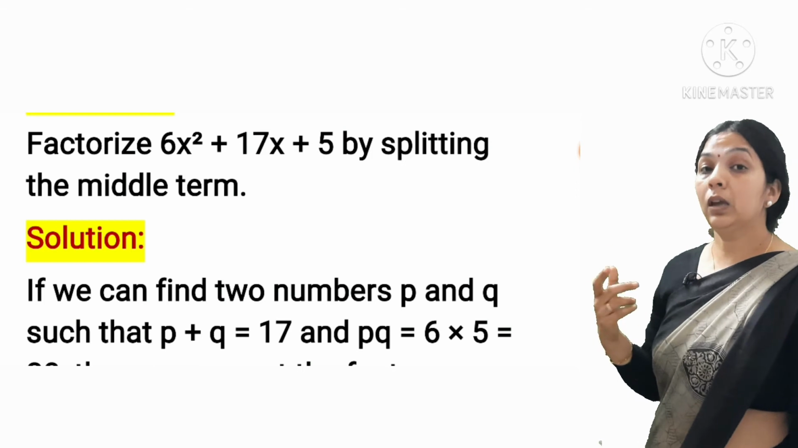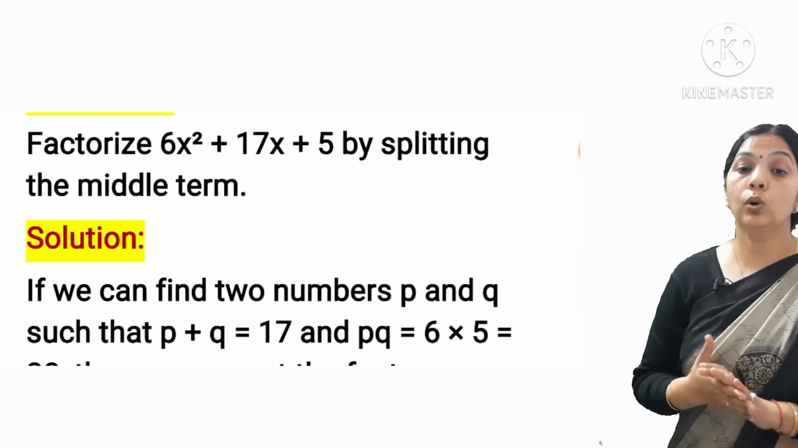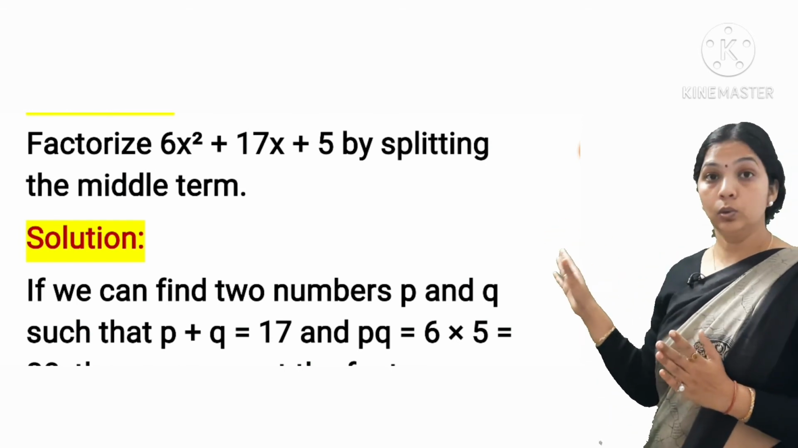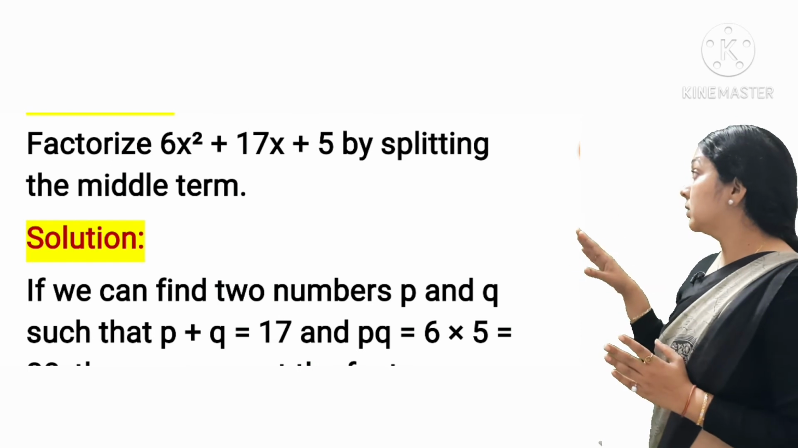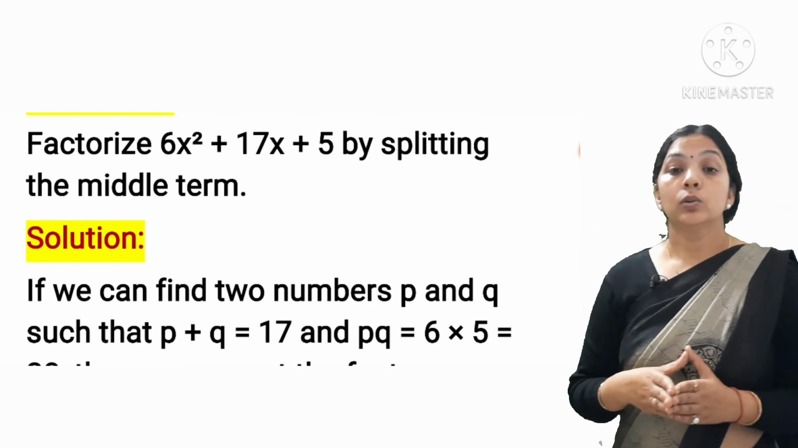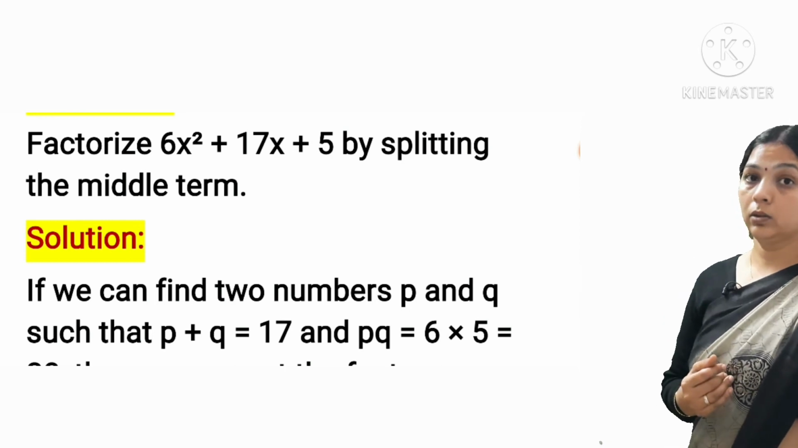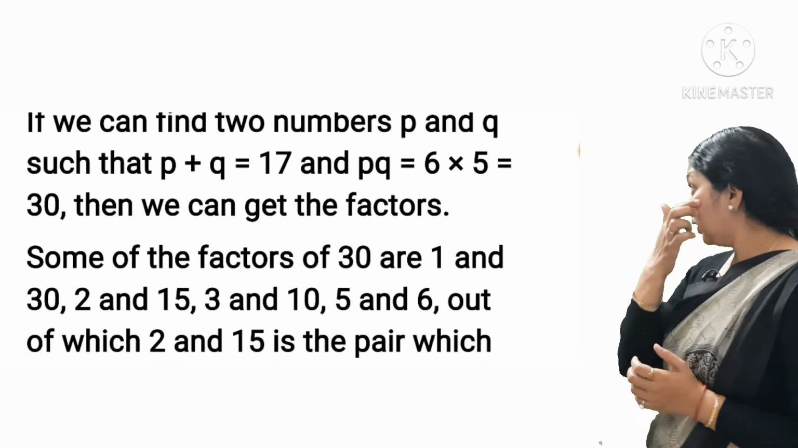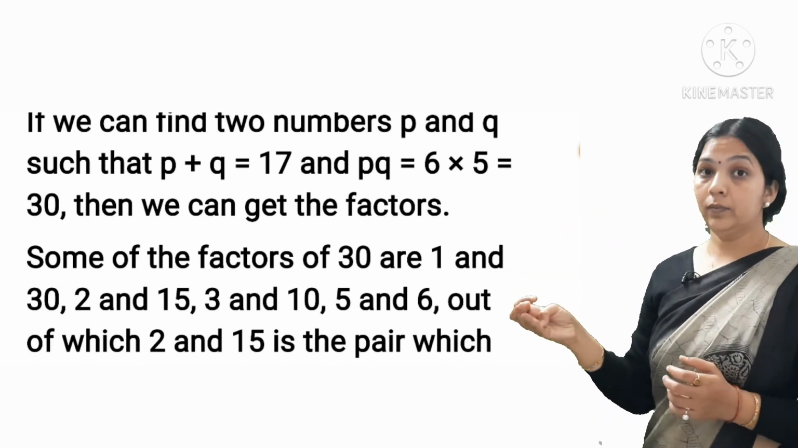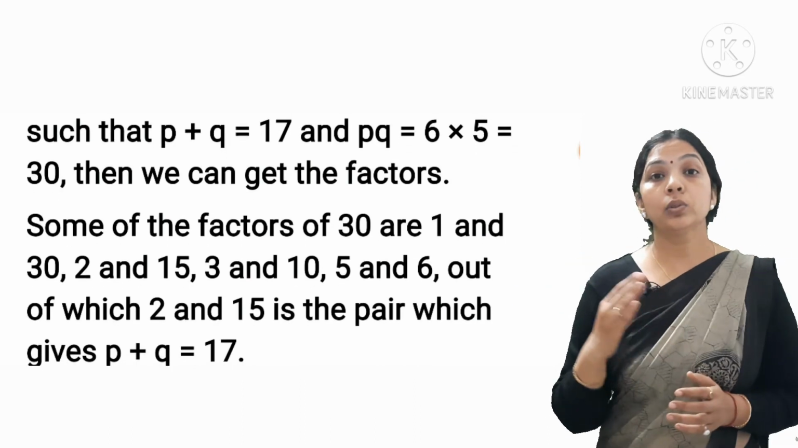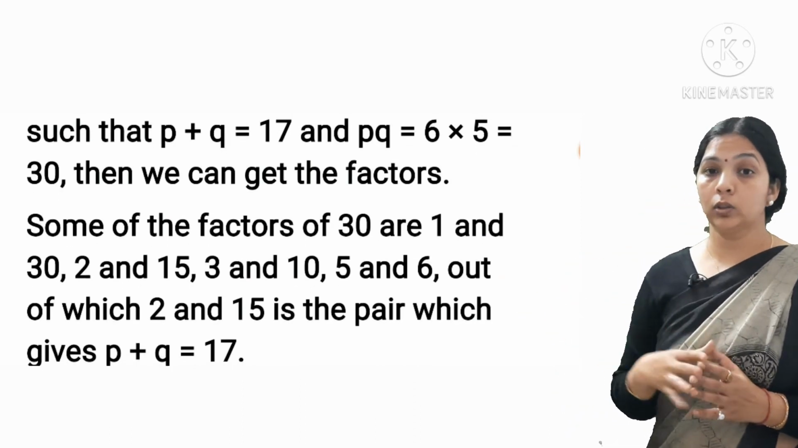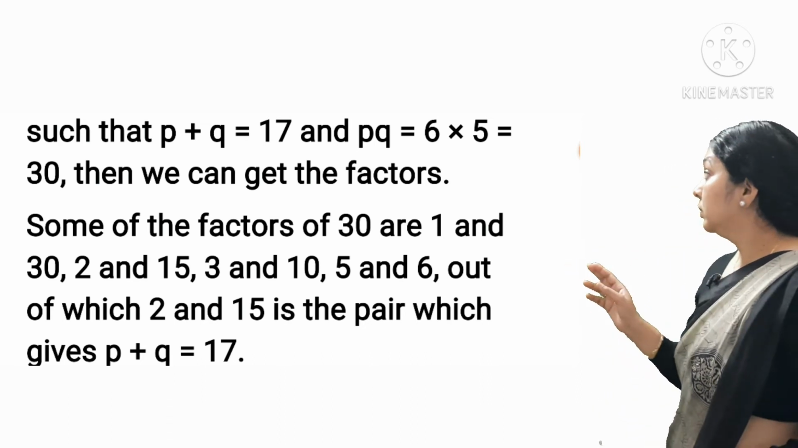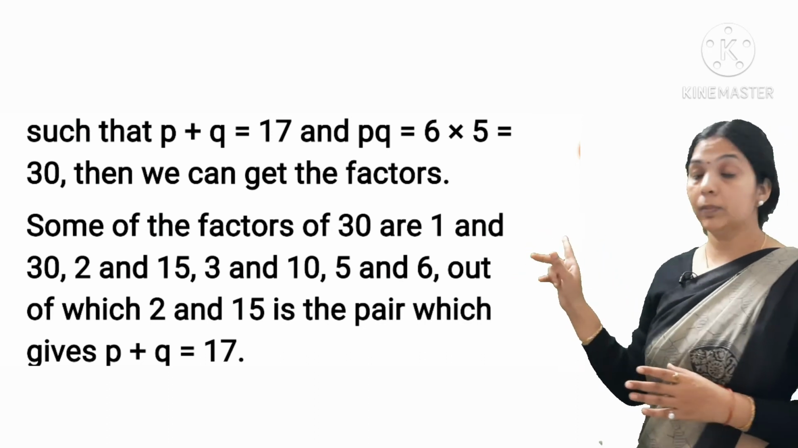So we have to think about such numbers. We will write down p plus q is equal to 17 and p into q is equal to 30. So we will make the factors of 30. For doing such questions, we have to make the factors of 30. It could be 2, 3, 5, 6. So 2, 3 and 5 are the factors. We have to arrange them in such a way that the sum should be 17 and the multiplication should be 30.